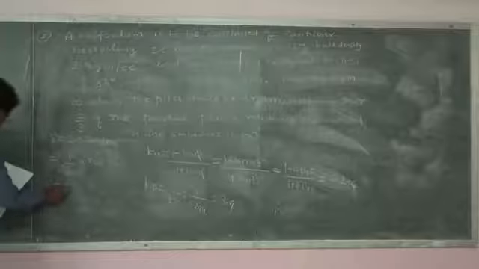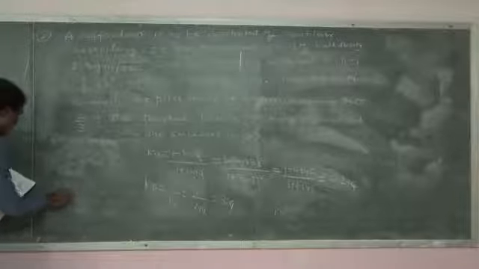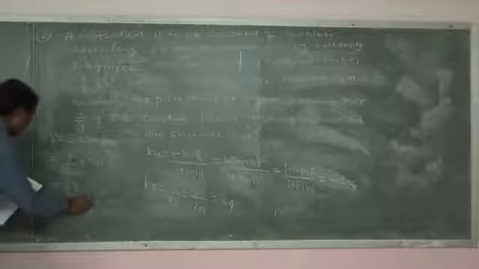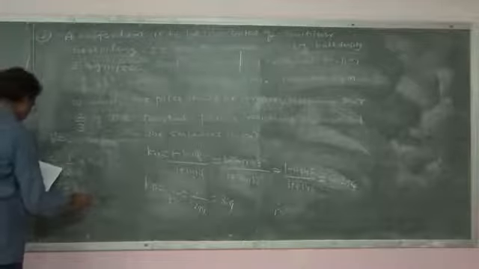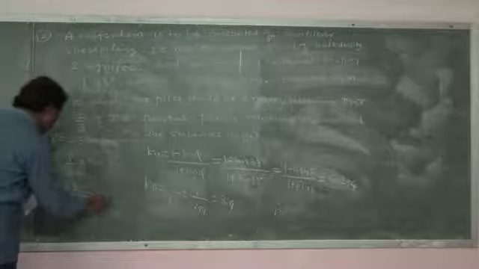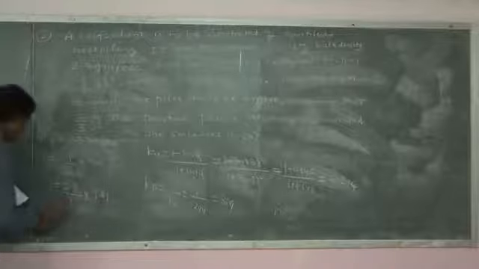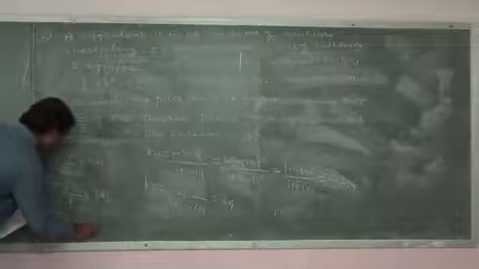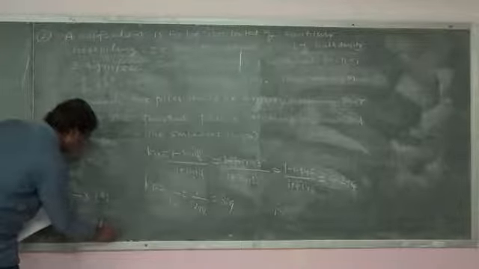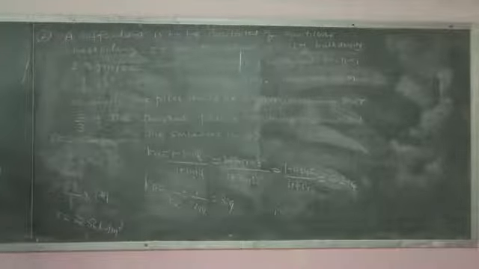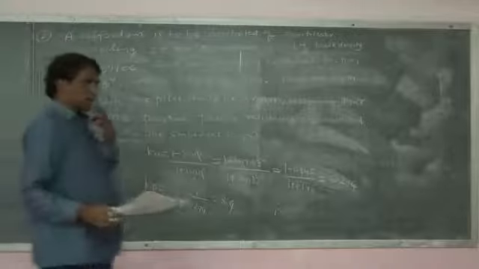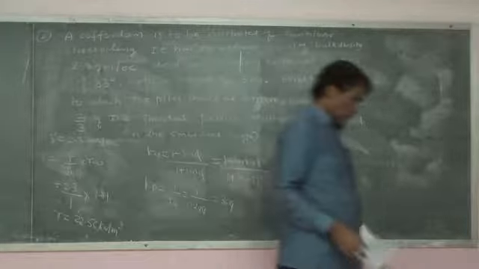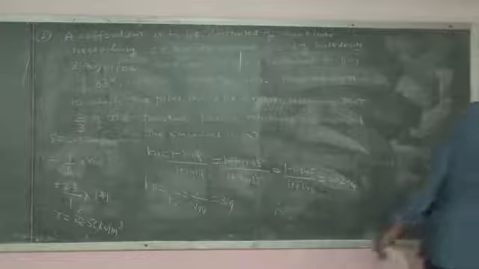Rho is how much? 2.3, and rho w is 1, and gamma w is here taken as 9.81 for water. If you simplify all these things, you will get gamma equal to 22.56 kilonewton per meter cube.